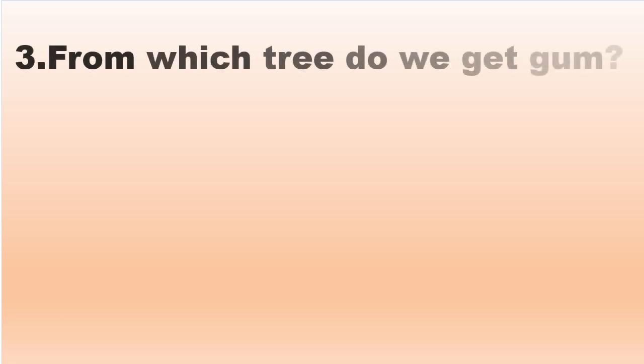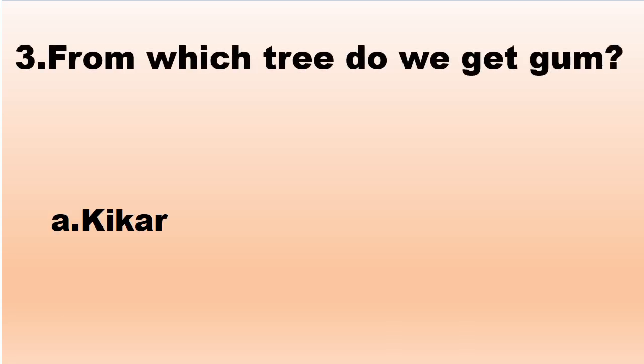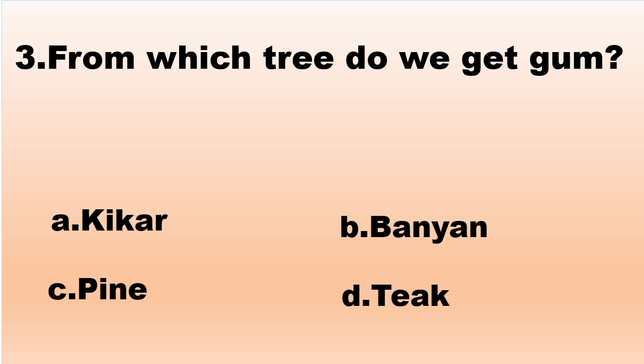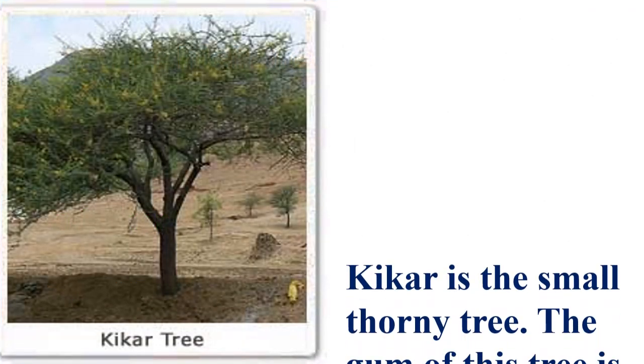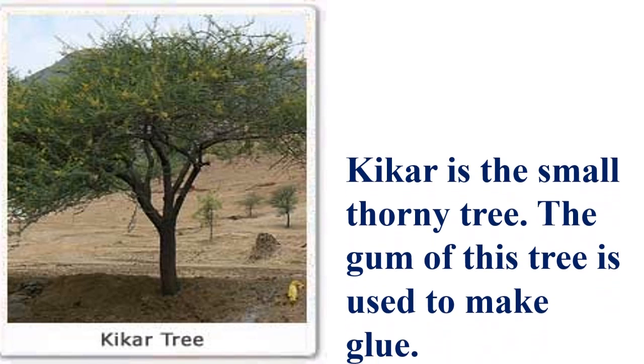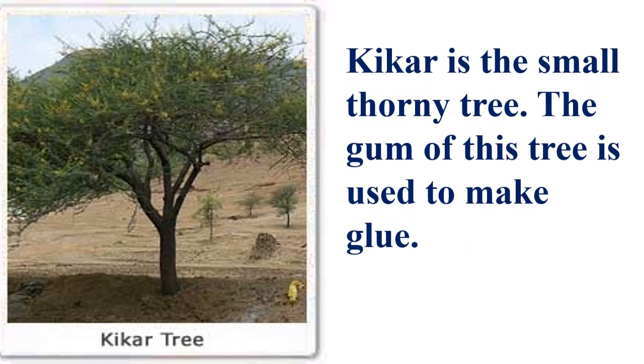From which tree do we get gum? Kikar, banyan, pine, teak. Kikar. Kikar is a small thorny tree. The gum of this tree is used to make glue.